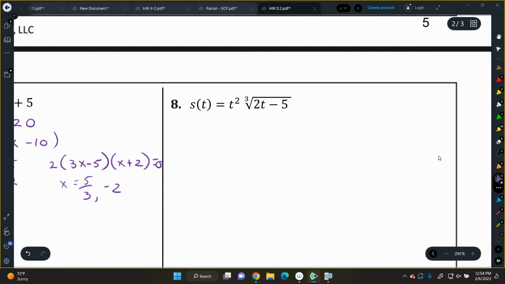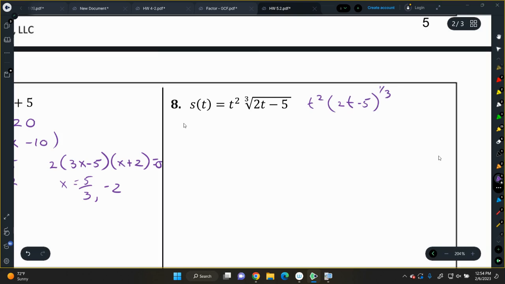Okay, number 8. What's my domain? So the t squared, that's not going to be a problem. How about the cube root here? Can I take the cube root of a negative number? Yes. So this looks like my domain is all real numbers. But now taking the derivative is kind of a pain in the neck. It's t squared times the cube root of 2t minus 5, that is, (2t minus 5) to the 1/3.